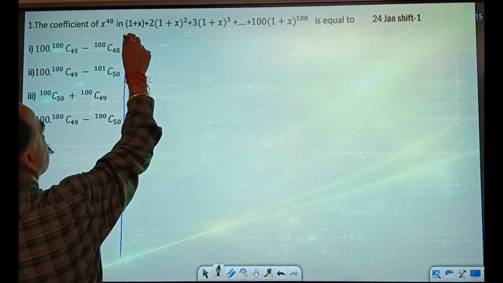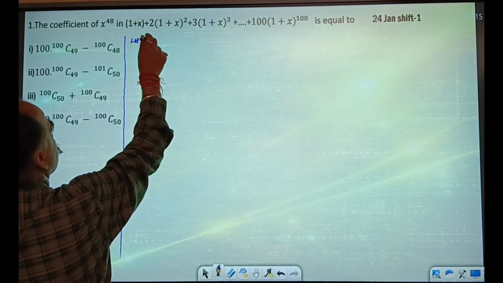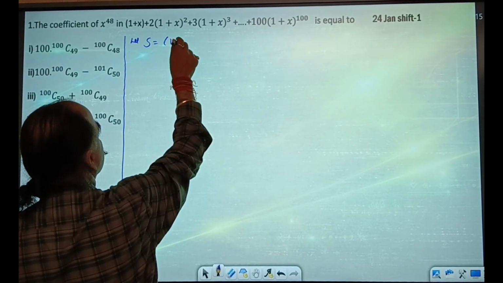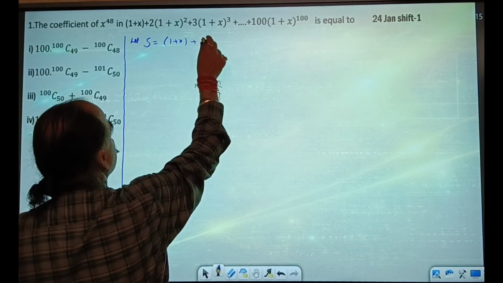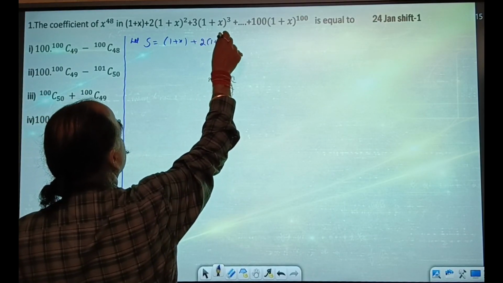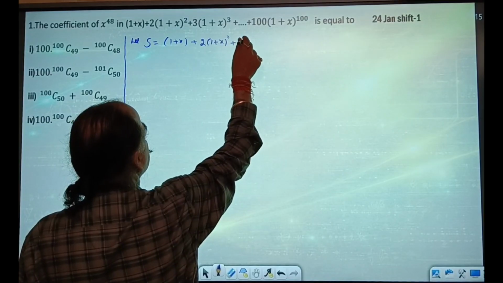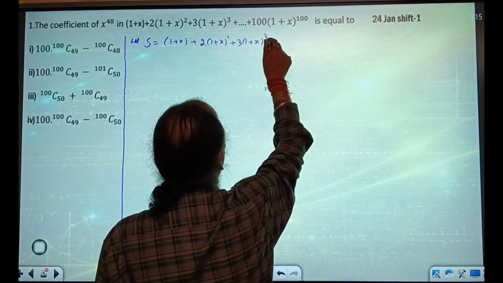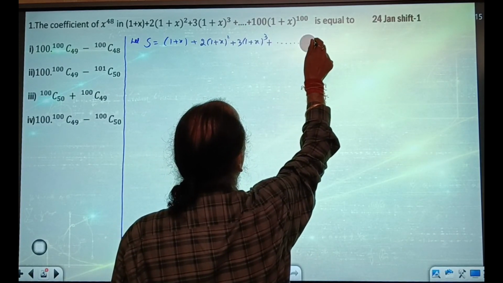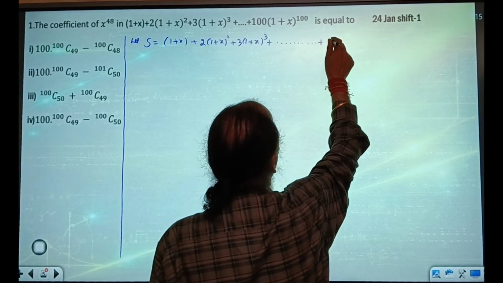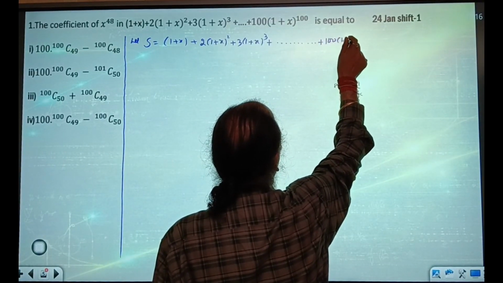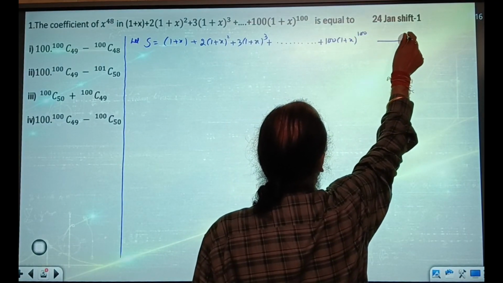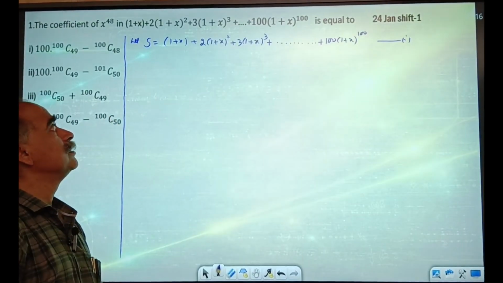Let S is equal to 1 plus x plus 2 into 1 plus x square plus 3 into 1 plus x cube plus ... plus 100 into 1 plus x raised to 100. This is equation number 1.